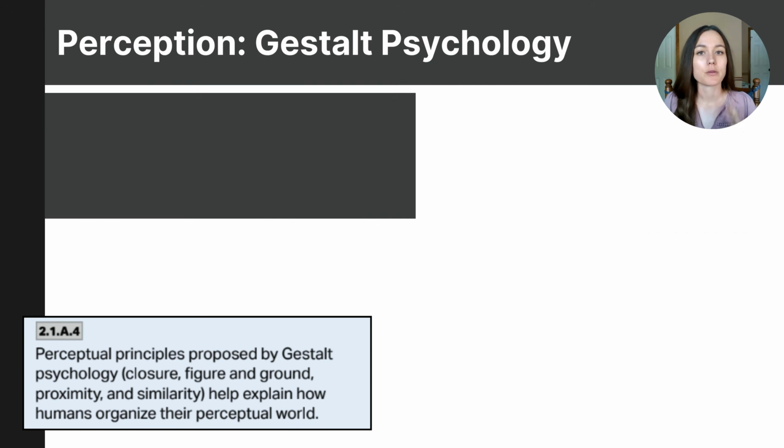So, an element of perception is our ability to perceive whole objects instead of just a bunch of small images.